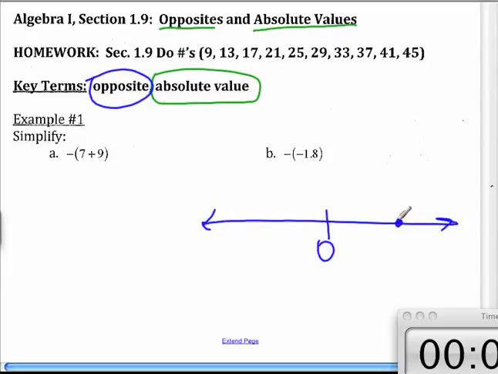Okay? This number is a certain distance from zero, and then the number over here is a certain distance from zero. They have the same absolute value. They are called opposites. Okay? All right. So let me get rid of that.